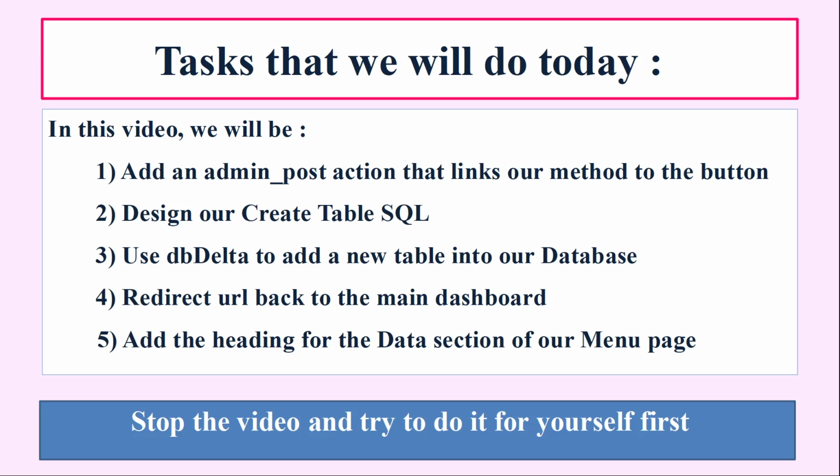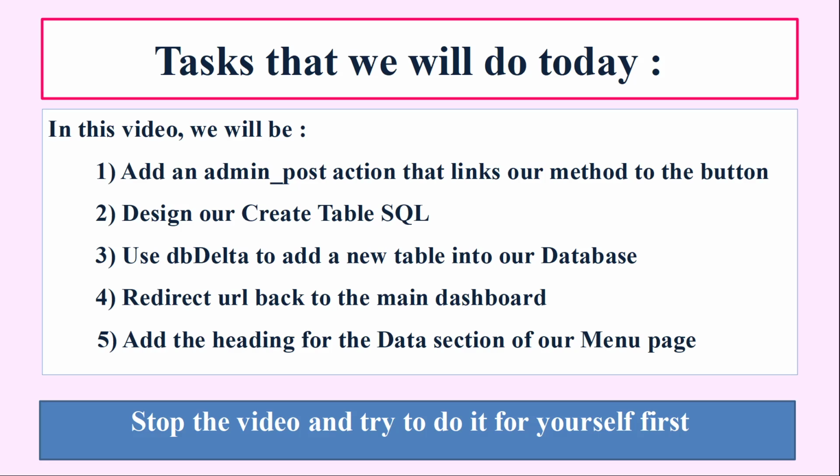Do remember you can stop the video and try to do them for yourself before watching how I do them. As you remember from the example, at the moment our admin post goes to a blank screen. We're going to link that up to our own code that has the functionality for that button. In that new method that we create, we're going to create an SQL statement that creates a table. We're going to be using dbDelta, the database delta, to do that. And then we're going to redirect the URL back to the main dashboard.